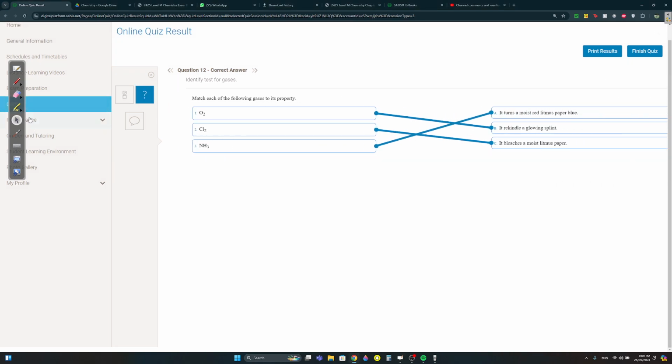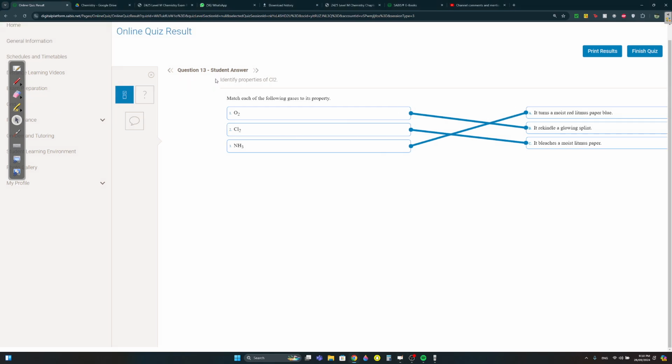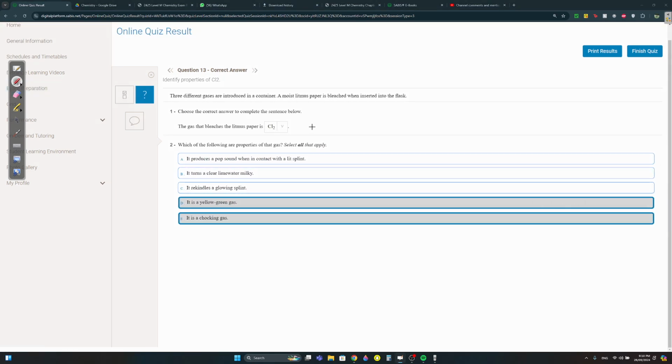Question 12. Again, match each gas to its property. Oxygen, it lights a splint, always. Chlorine bleaches, always. NH3 turns moist litmus paper blue. It has to be moist, huh? Of course, even if they don't say it, I don't think it matters. But whenever you see moist or damp, think NH3.